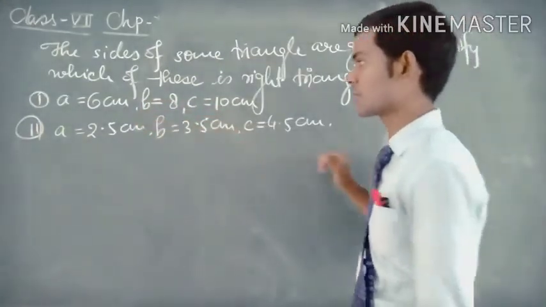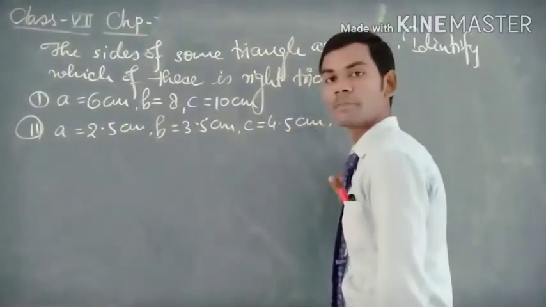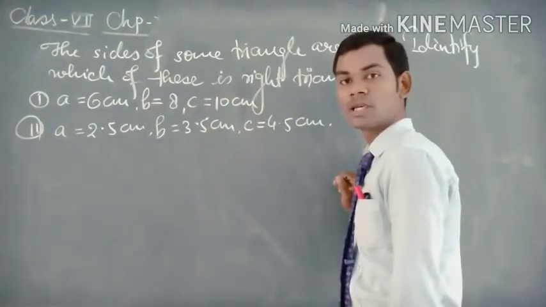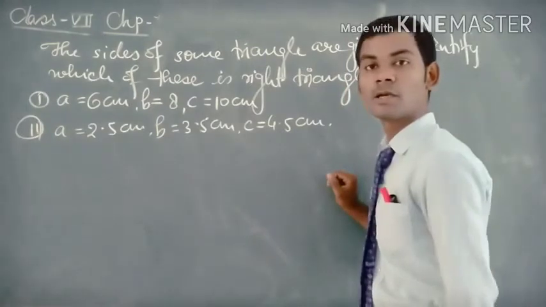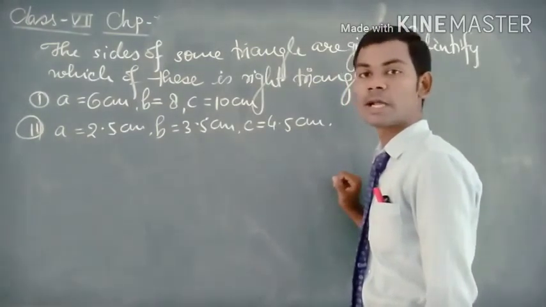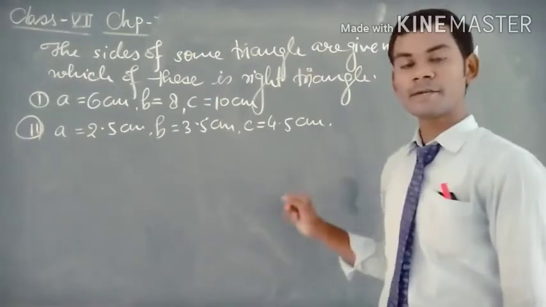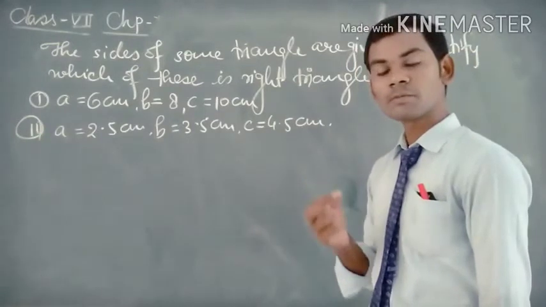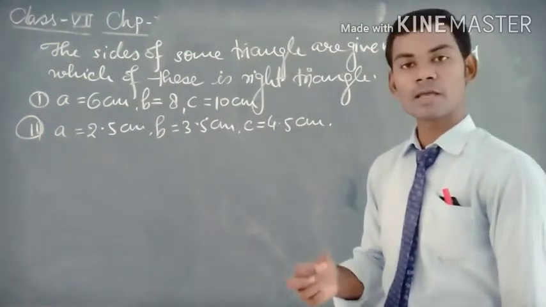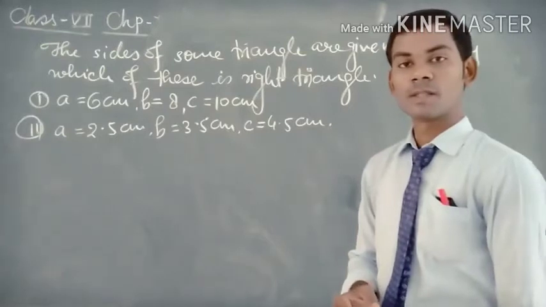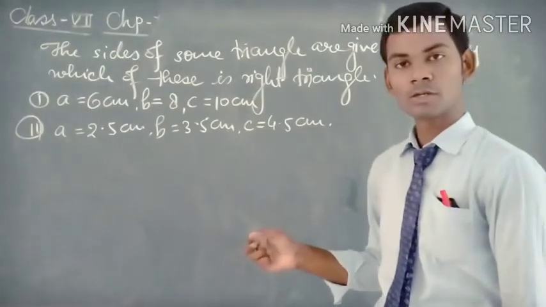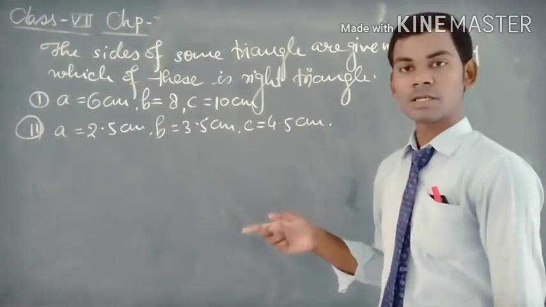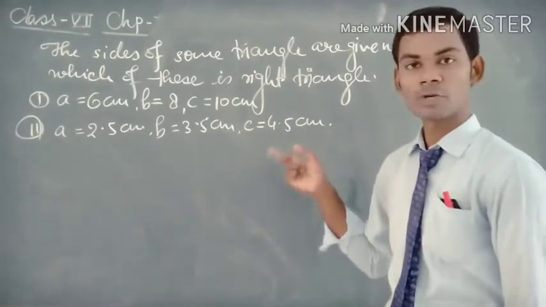So here the first is given A is equal to 6 centimeters, B is equal to 8 centimeters, and C is equal to 10 centimeters. Then here we have to check which of these is a right angle triangle. In order to identify which triangle is a right angle triangle, it must satisfy the Pythagoras theorem. And if it does not, then it will not form a right angle triangle. So let us see which satisfy the Pythagoras theorem.